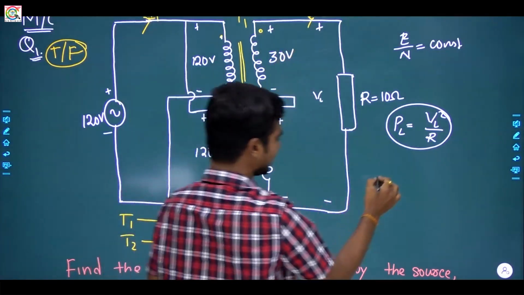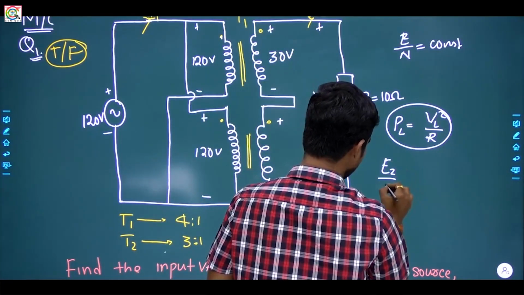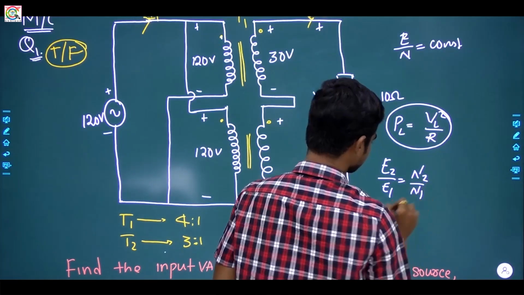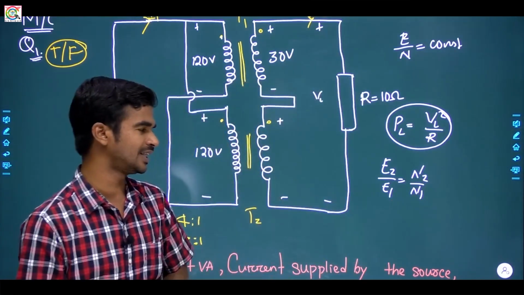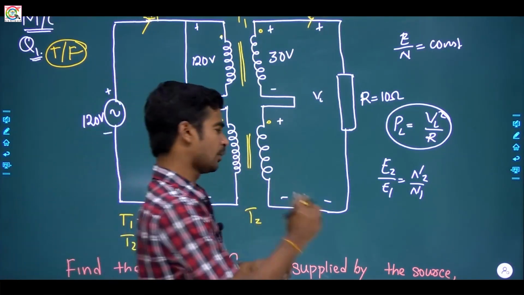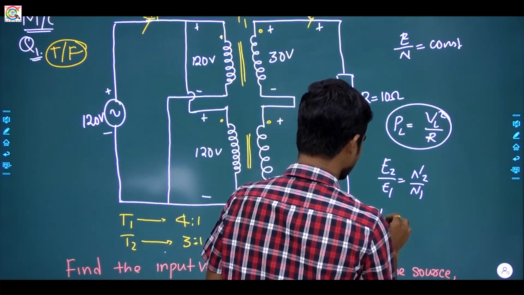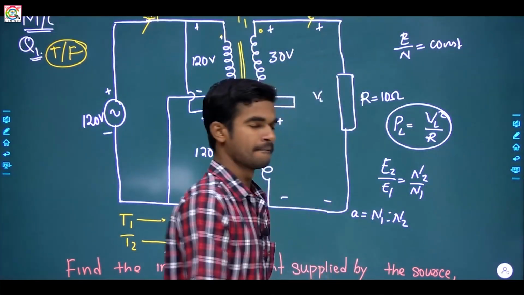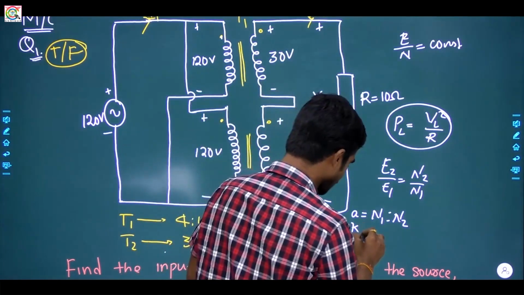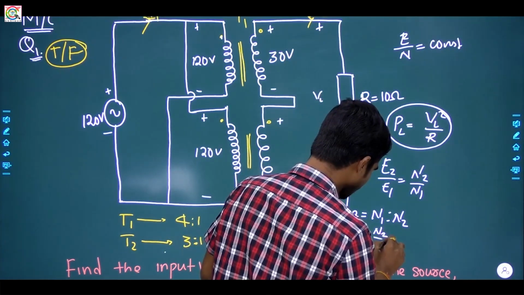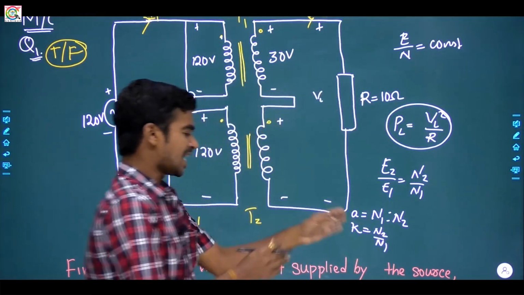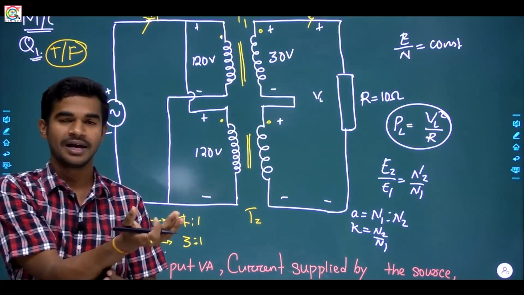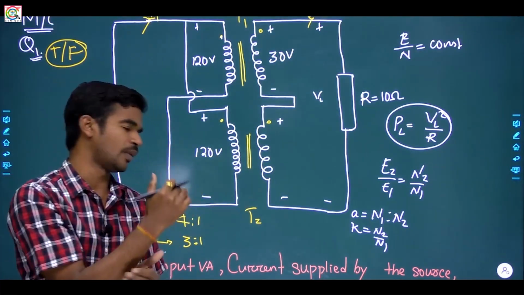Or else you know the relation E2 by E1 is equal to N2 by N1. And let me tell you one thing. What is the meaning of turns ratio? Turns ratio means N1:N2, it is denoted by A. And transformation ratio is given by N2 divided by N1. Transformation ratio and turns ratio are just reciprocals, just inverse of each other.